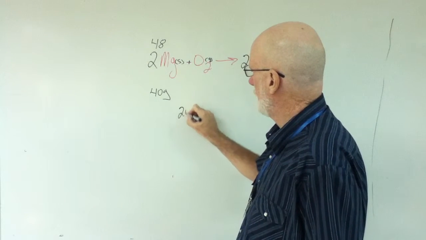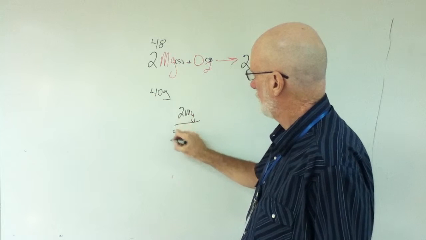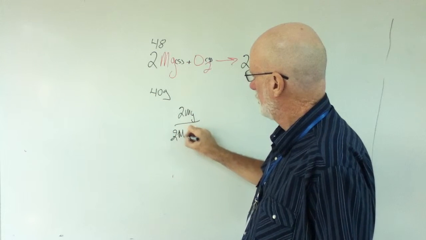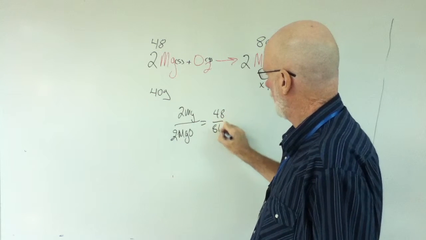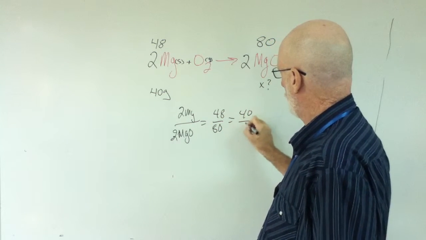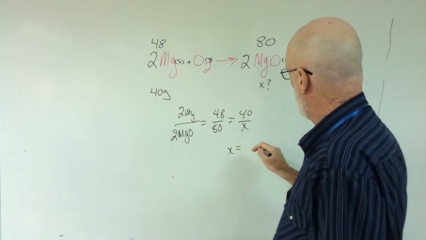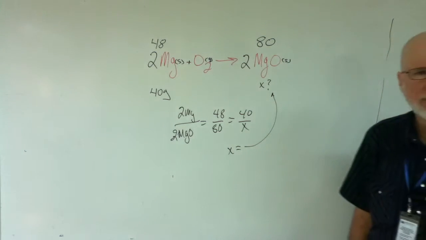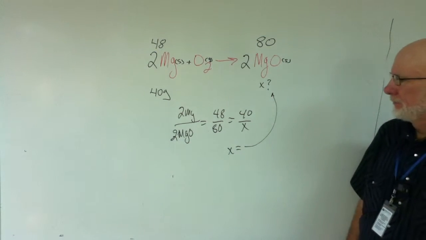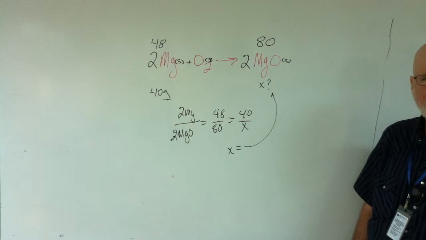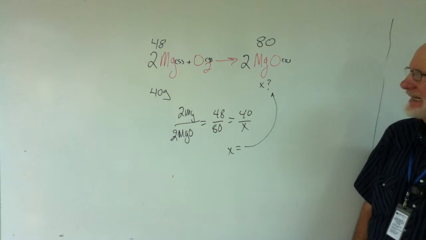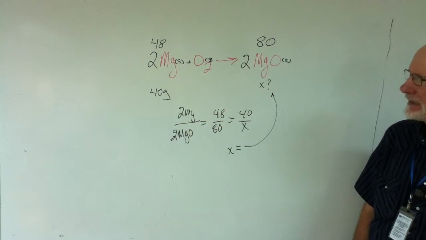So I'm going to say 2 magnesium over 2 magnesium oxide, 48 over 80 equals 40 over x. X equals what? 3,200 divided by 48. What is it? 66.